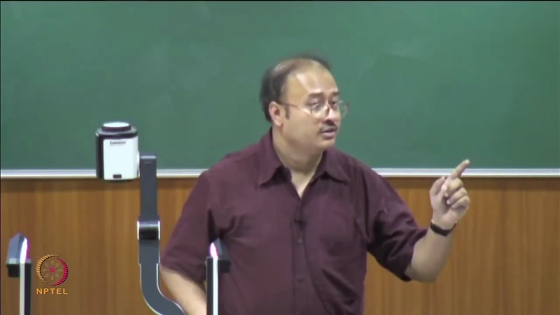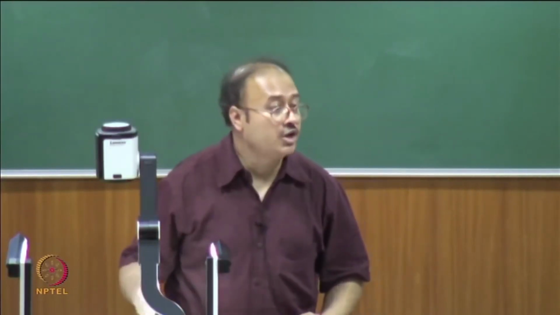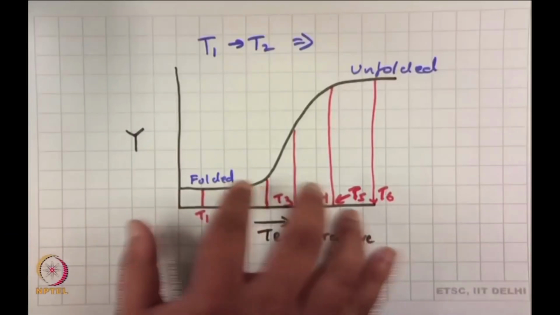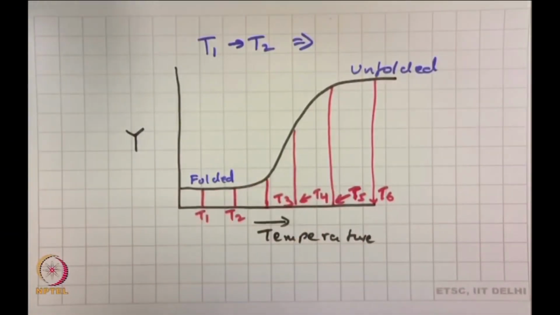Is that clear? Because you see, on your y axis you have the spectroscopic signal y, right. So, this folded baseline from T1 to T2, because it is kind of parallel to the x axis, what does it mean? That means your y is not changing. That means there is almost no change in spectroscopic signal. You are not going to be able to figure out anything, right, and you are not supposed to, because you are still in the folded baseline, you are in the folded state. Clear? Now, let us go to T1 to T3.